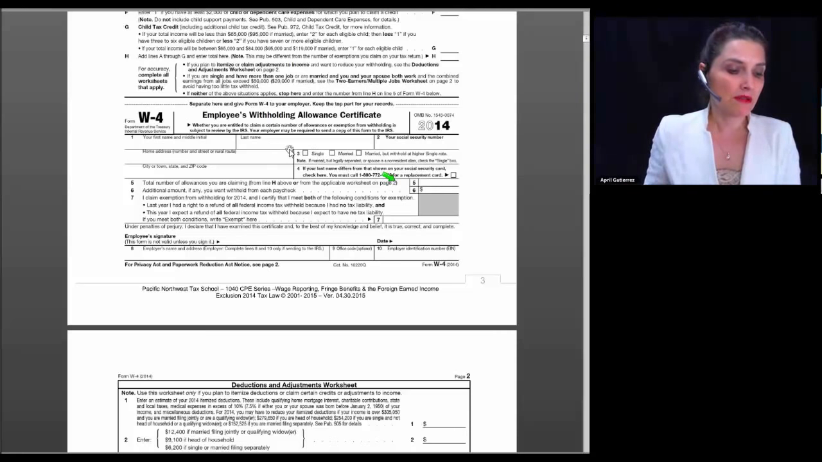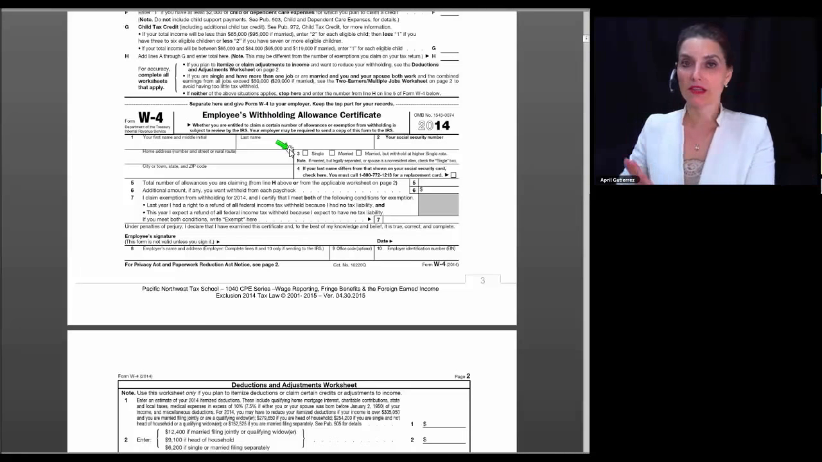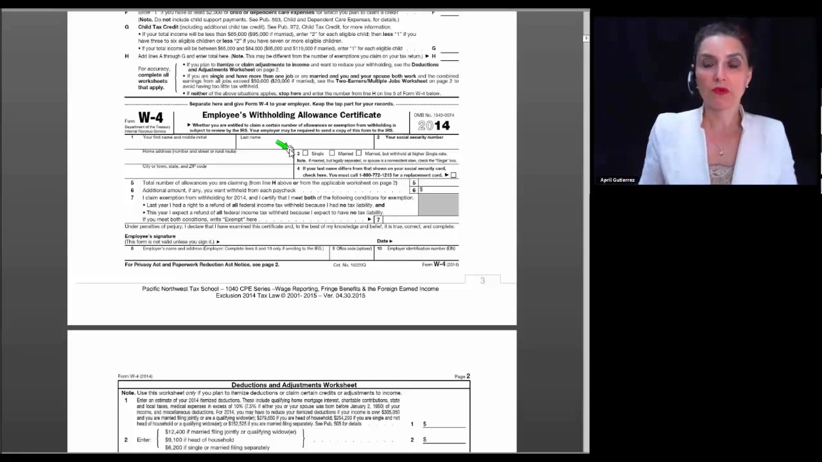Now, the same thing can happen to a single person. Let's suppose you're single. You're not having to worry about what's going on with another spouse and that spouse's job, but you yourself have 2 jobs. Well, if you go to job 1 and say, I'm single and I'm going to claim 1 for myself, and then you go to job 2 and say, I'm single and I'm going to claim 1 for myself, well, when you add those 2 jobs together, now you've just claimed 2.